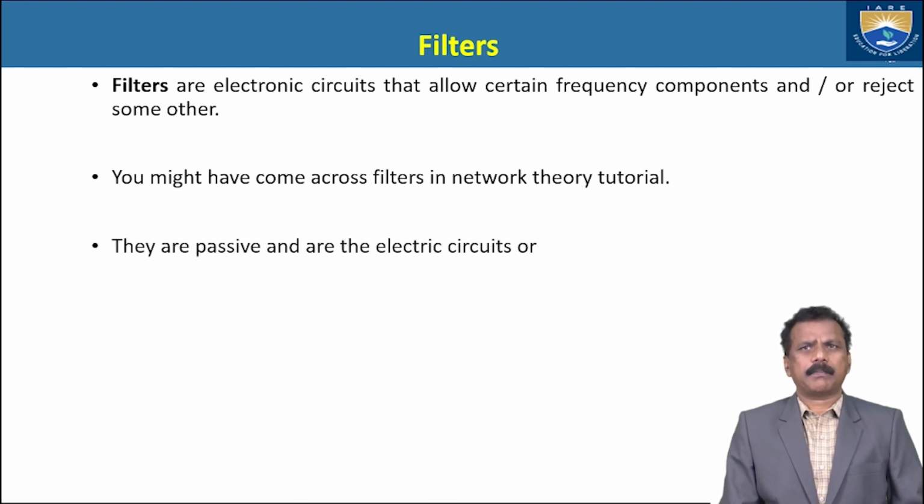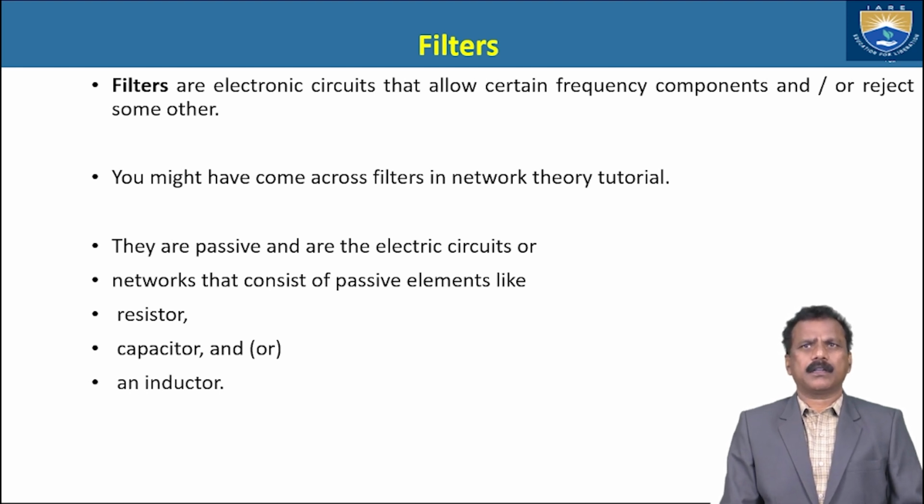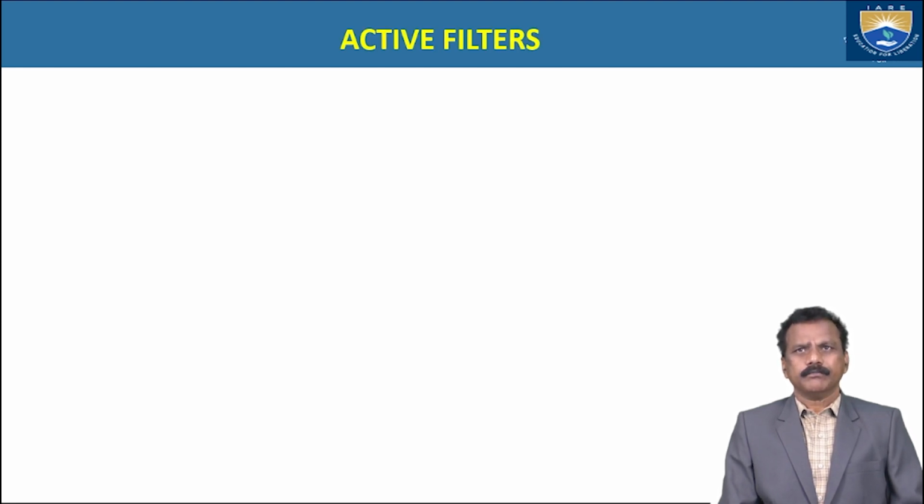They use passive elements, that is, electric circuits or networks that consist of passive components like a resistor, a capacitor, and an inductor. So why are they using these filters or electronic circuits? Because they use passive components like resistor, capacitor, and inductor.